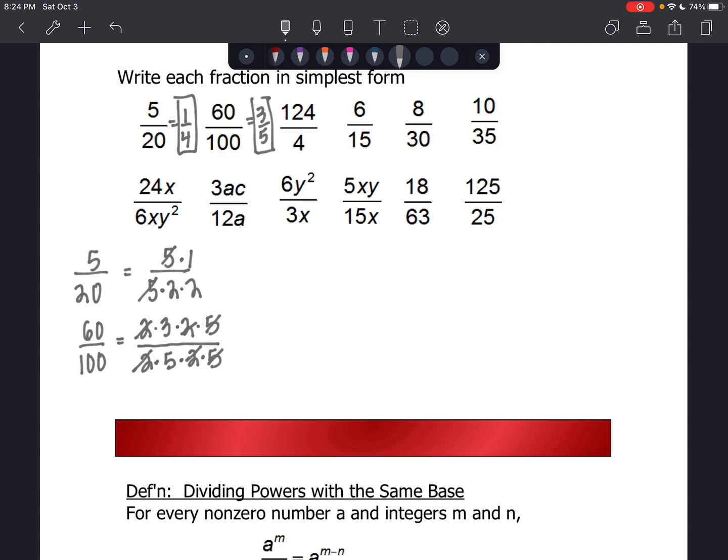and that's how I get 3 over 5. If I was an elementary teacher, this is exactly how I would teach simplifying fractions, because this is what you need to know, quite honestly, for moving forward in algebra.